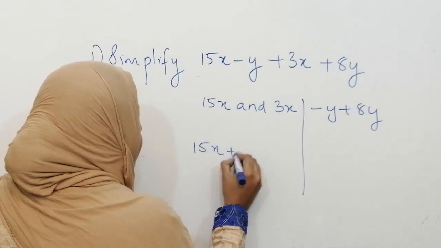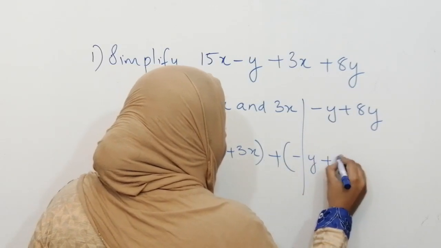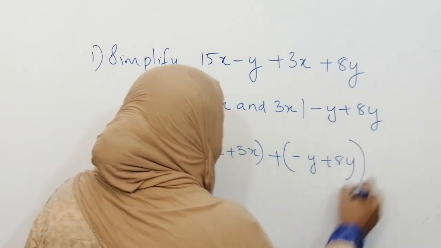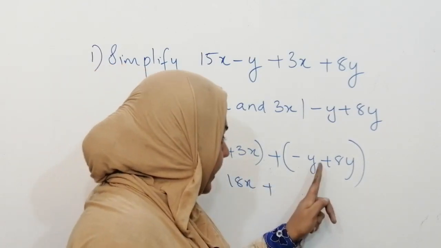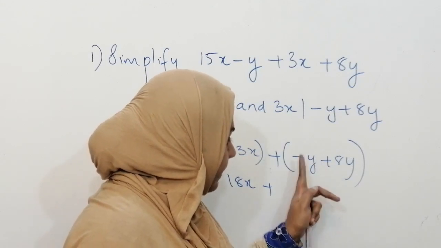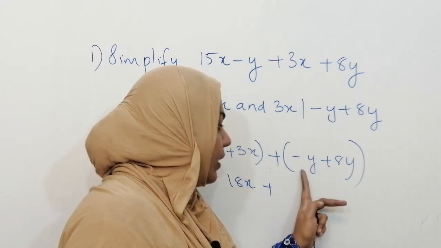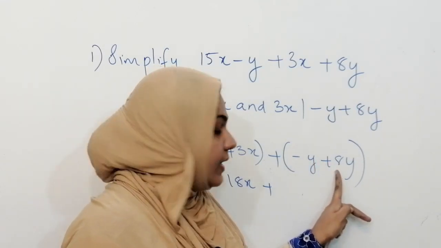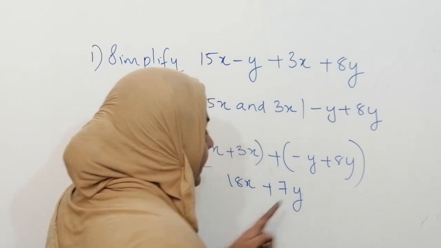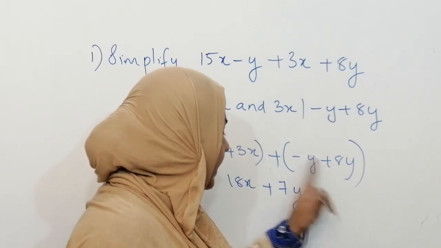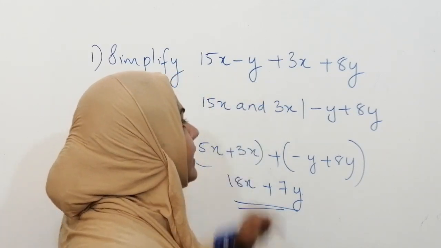So 15x plus 3x plus minus y plus 8y. 15x plus 3x is equal to 18x. You have to subtract y from 8y. Here you can see minus and plus, different signs, that means you have to subtract the smaller number from the greater number. So which one is greater here? 8. So 8 minus 1 is 7. Which number is greater? 8. So what is the sign of 8? Plus. So 18x plus 7y is the answer of 15x minus y plus 3x plus 8y.